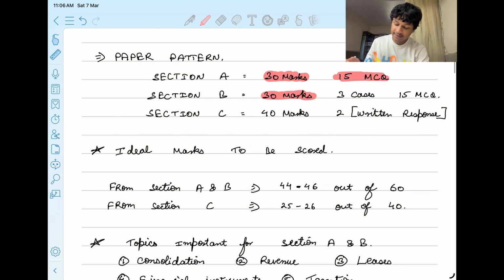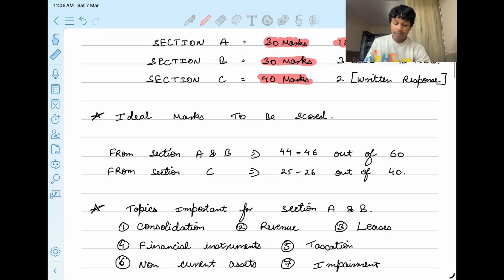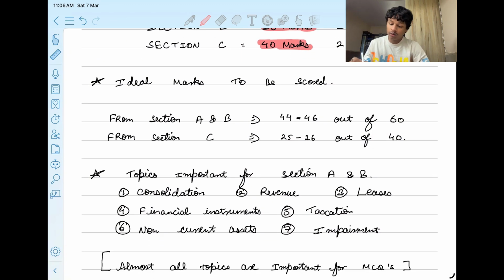Okay, and in section C there will be two written response questions, right, which consist of 20 marks each, which means 40 marks for section C, right? So the ideal marks to be scored is out of 60, right? From section A and B, out of 60, you should score at least 45 to 46 marks. Okay, that is important because MCQs are the topics which are very scoring, and with conceptual clarity you can easily score marks. Okay, and with the elimination method you can also solve the theory part as well. So this is the advantage in FR, right?